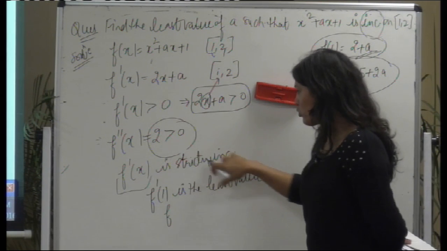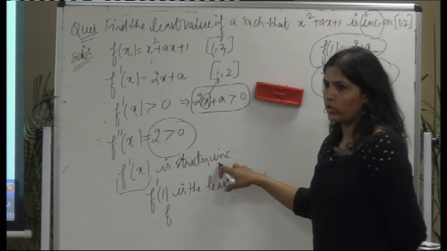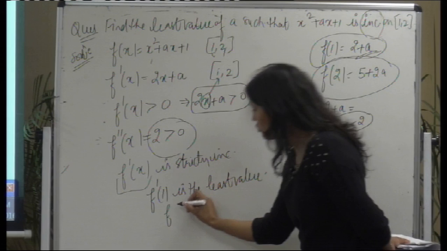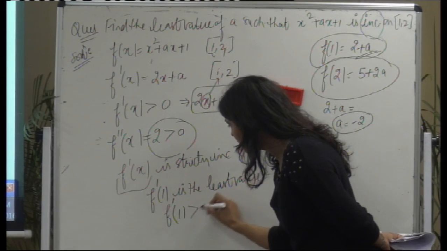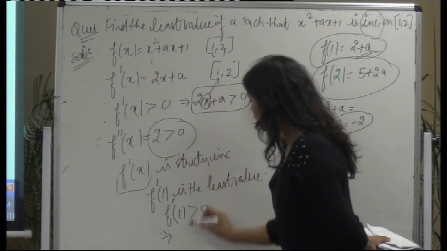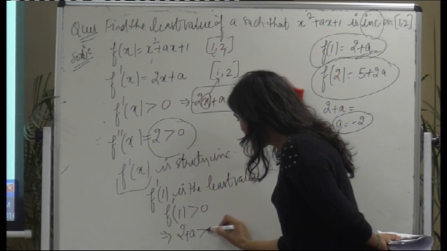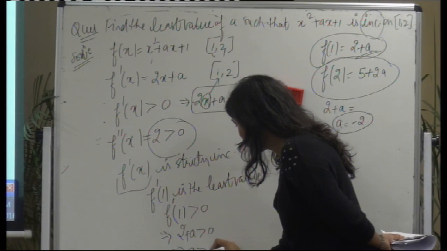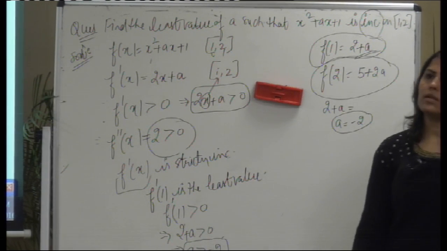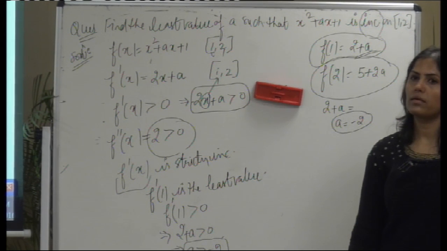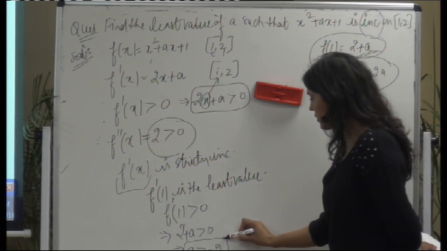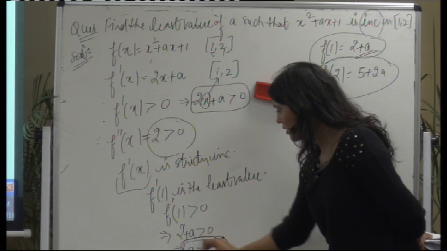F dash is also increasing. I checked it. So if this is increasing, it means f dash 1 is the least value. f dash 1 will also be greater than 0 now. So f dash 1 is how much? 2 plus a. So this implies a value should be, least value basically, least value is how much? Yes, least value of a is minus 2.